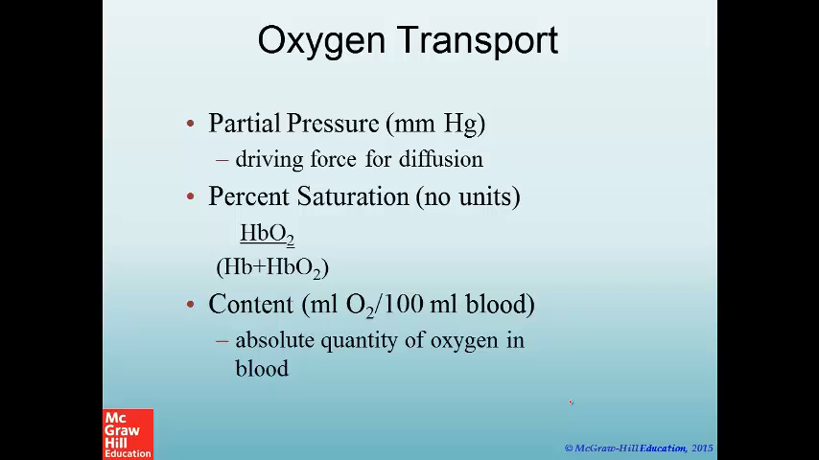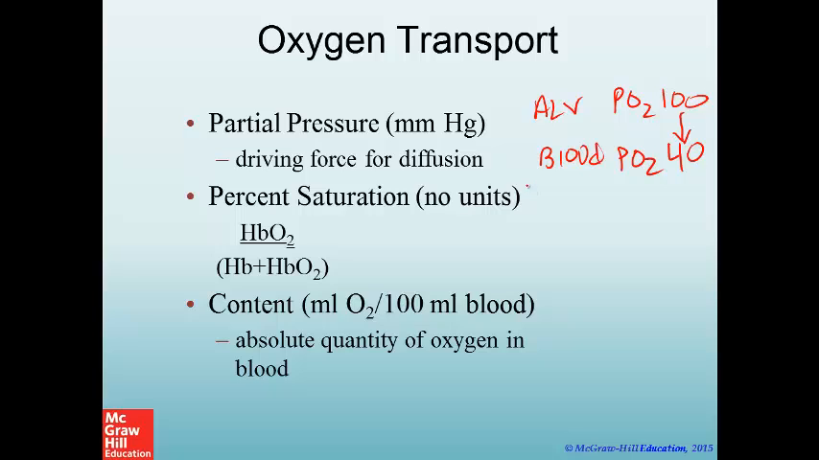When oxygen is in the alveolus, it diffuses into the blood. And so the driving force is going to be the partial pressure or the concentration difference between the alveolus and the blood. So here we have a PO2 of about 100, and here we have a PO2 of about 40. So oxygen is going to move down its concentration from high to low into the blood.